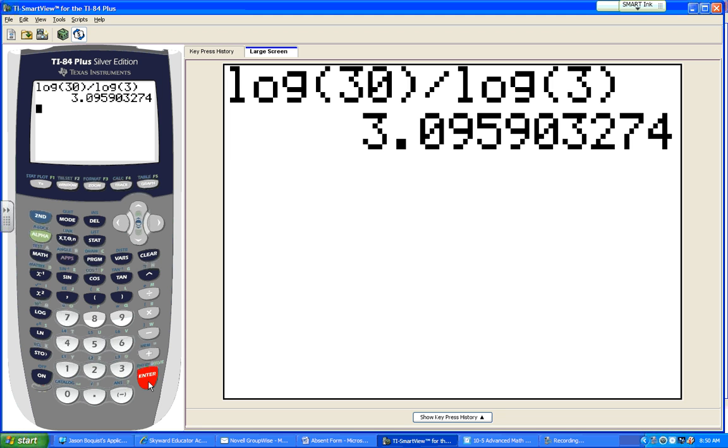Somebody, I think, said 4, right? Because this is tenths, hundredths, thousandths, 10,000ths, right? So, well, there it is, 3.0959, right? No worry about that one. Okay? So that's how you can make it log base 3.